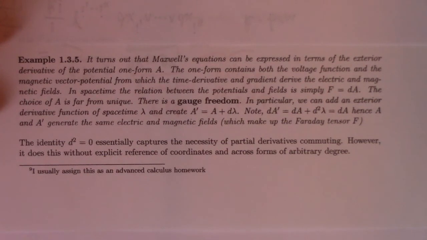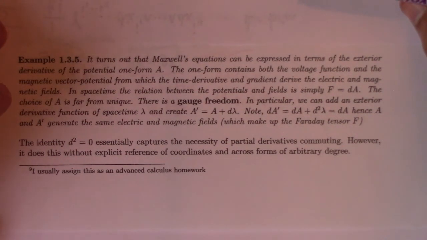This gauge freedom actually turns out to be very interesting, and when you study it further, it allows us to view Yang-Mills theory in terms of the theory of connections on fiber bundles, principal fiber bundles. But anyway, that's a story for another day. My point to you is just that d squared equal to 0 is interesting.